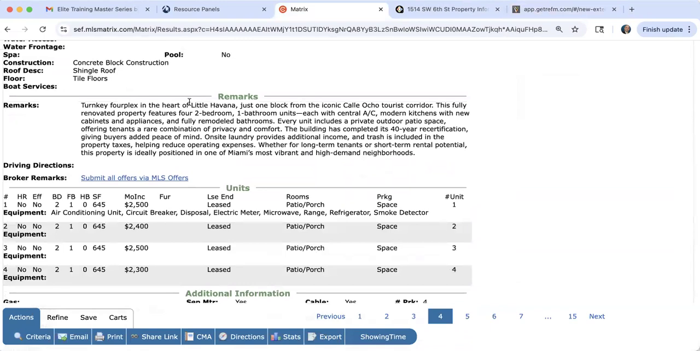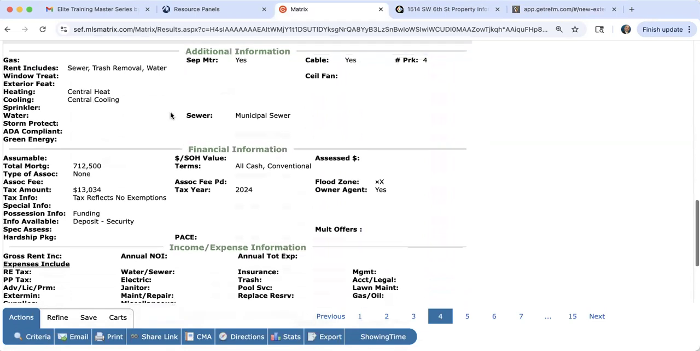Turnkey fourplex in Little Havana, just one block from Calle Ocho. This fully renovated property features four two-bedroom, one bathrooms, each with central AC, modern kitchen. The building has completed its 40-year recertification. All right. Awesome. And rent includes sewer, water, and trash removal. So, tenants pay for their own electricity.